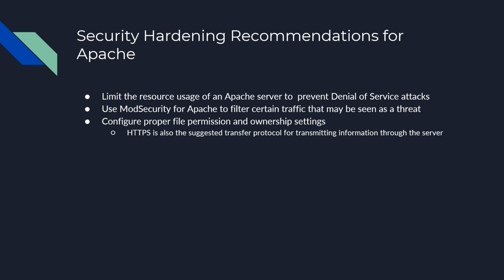Here are some security hardening recommendations for Apache. First, you can limit the resource usage on an Apache server to prevent denial of service attacks. You can also use mod_security for Apache to filter certain traffic that may be seen as a threat. Lastly, configuring proper file permissions and ownership settings can greatly bolster your server's security. And similar to IIS, HTTPS is also the suggested transfer protocol for transmitting information through the server securely.